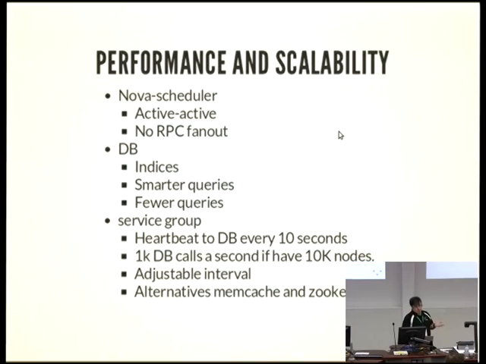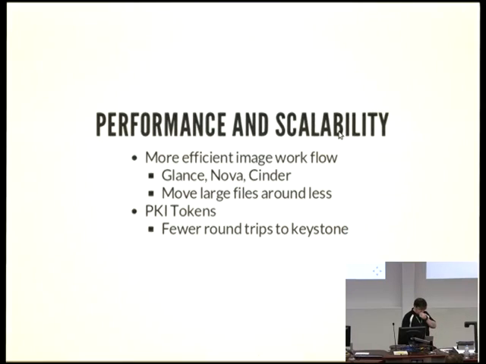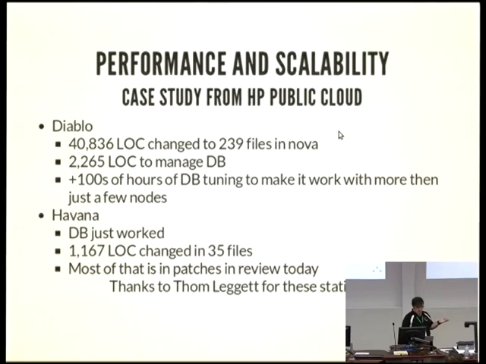We've got the service group concept, which is basically broken, and we're trying to figure out what to do with it. So adjusting it and tweaking it is a bit of a workaround, but we need something that's fundamentally better. Optimizations for deployment, that's the image workflow, PKI tokens.